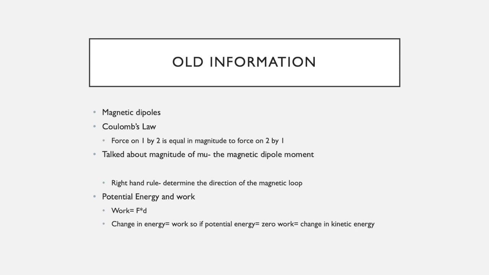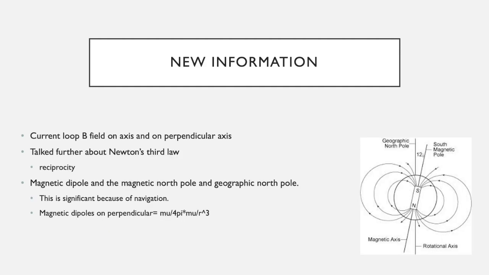Reading week 6 also discussed how the magnitude of mu is the magnetic dipole moment and how we demonstrate the right-hand rule to determine the direction of a magnetic loop. Also, something that we had previously learned is potential energy and work, and that work equals force times distance, and the change in energy is equal to work. So if potential energy equals 0, then the work is equal to the change in kinetic energy.